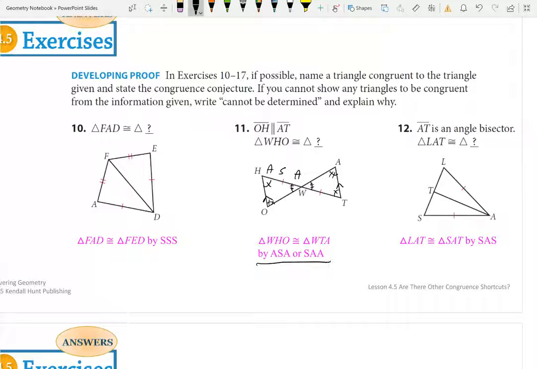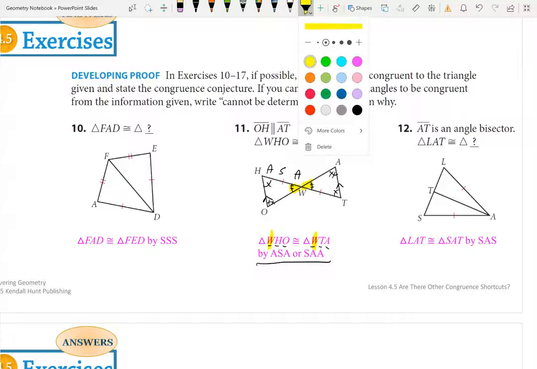Two possibilities. Now we need to list out which triangles are congruent. Does the order matter? Absolutely it does. So if we start with W, well, we need to start with W here. So that W, these need to match.